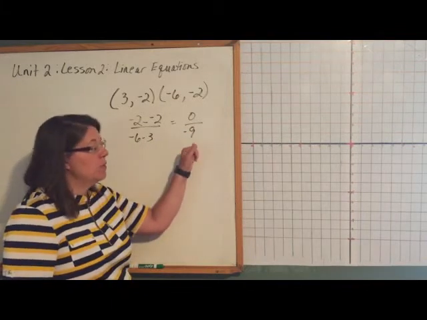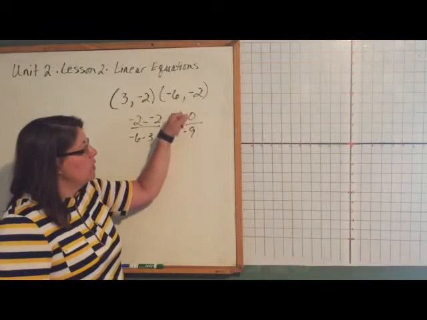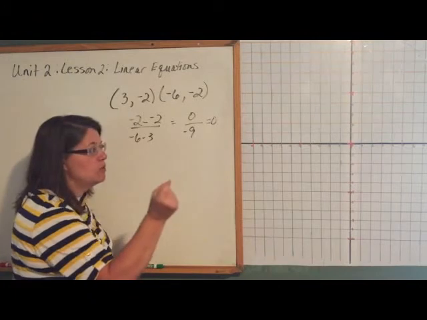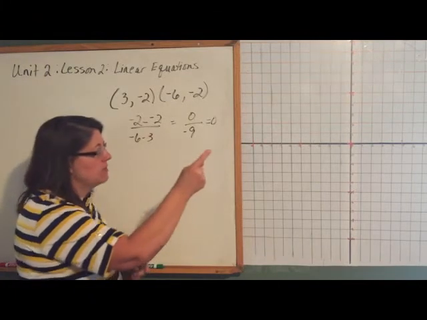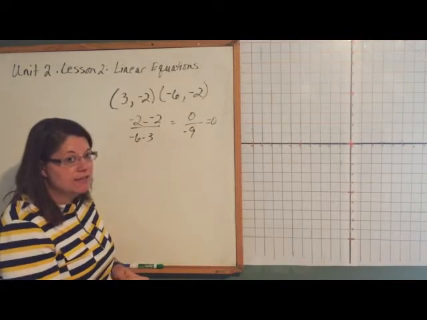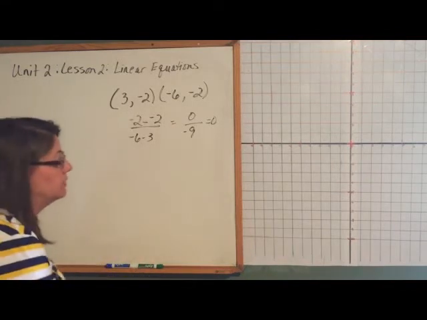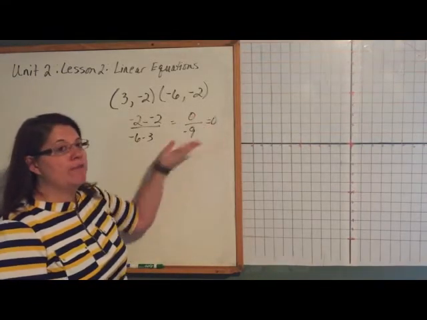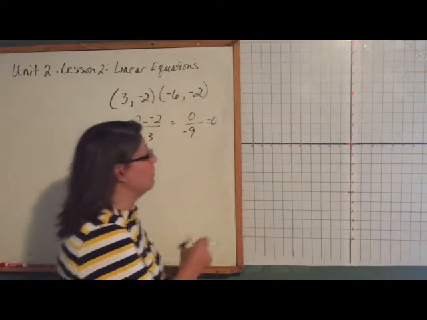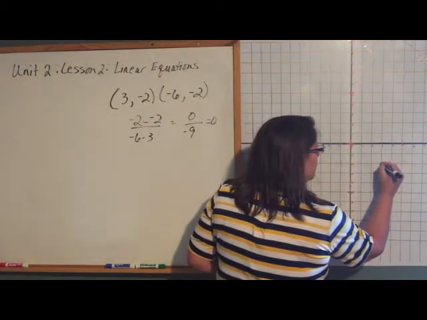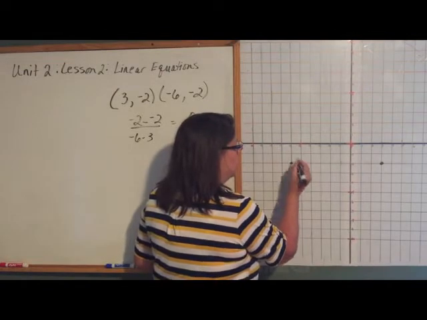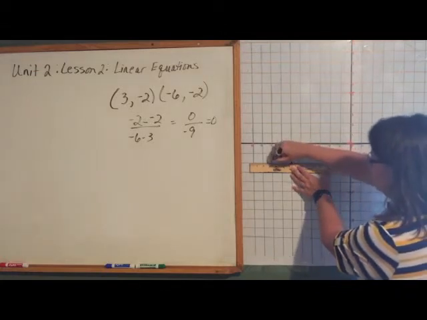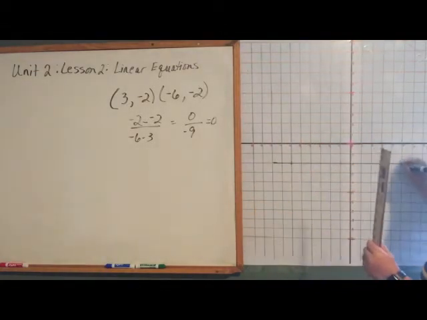Well, we talked about this when we were dealing with slope. If you have 0 on top, 0 divided by anything is 0. Now, automatically, when you see a slope of 0, your brain should be telling you it's a special type. Which type was it? Is it horizontal or is it vertical? A horizontal line has a slope of 0. So to see that the slope here is 0, let's graph it to see if it actually is a horizontal line. So if I graph that, 3, -2, -6, -2, and then I draw my line, we can see pretty quickly that that is a horizontal line.